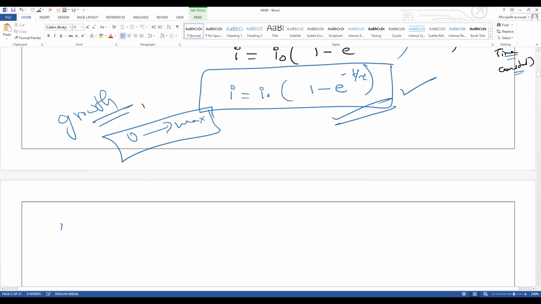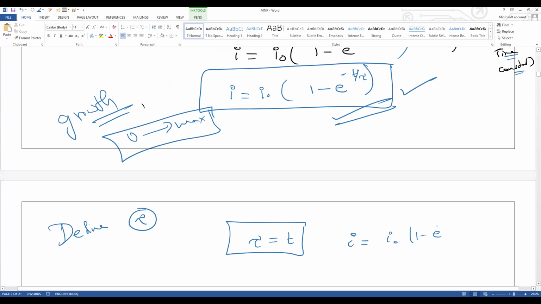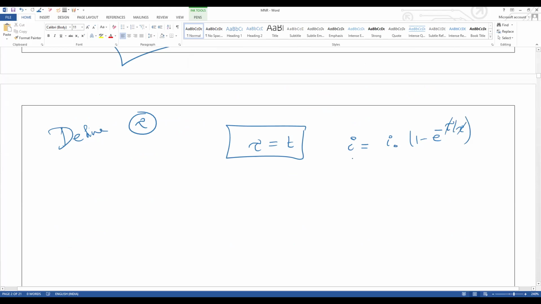So now, can you tell me when it will become maximum? So, what is tau, sir? Define tau now. So let us see that. Let me consider time t becomes tau, the inductive time constant, then what will happen? I is equal to I naught into 1 minus e power minus tau by tau. So tau by tau will cancel, it will become 1. So I is equal to I naught into 1 minus e power minus 1.